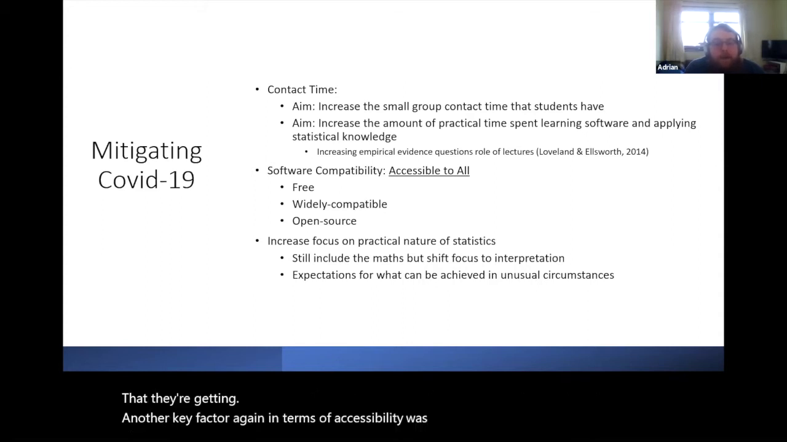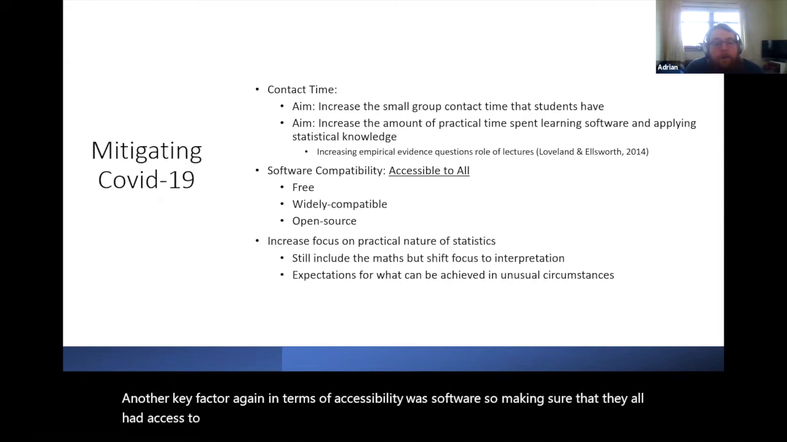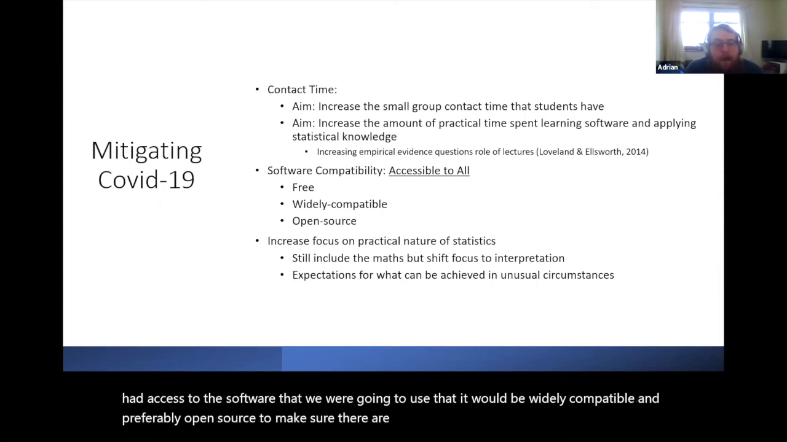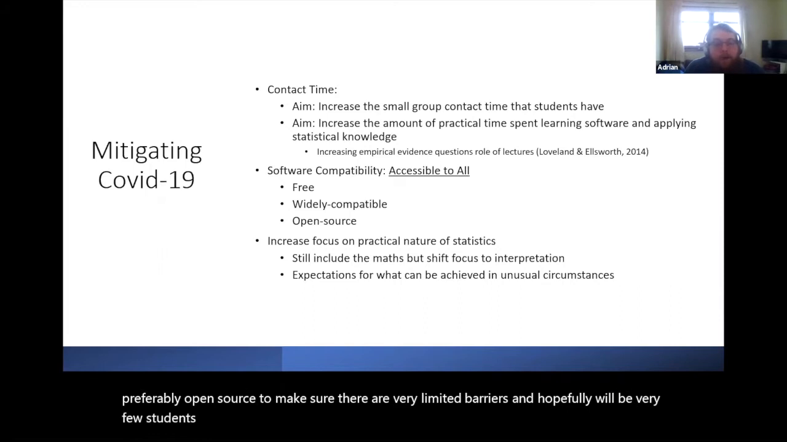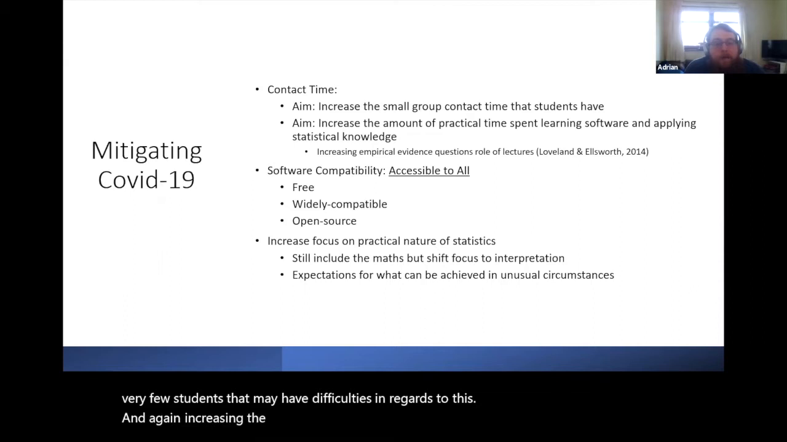Another key factor, again, in terms of accessibility was software. So making sure that they all had access to the software that we were going to use, that it would be widely compatible and preferably open source, to make sure there are very limited barriers and hopefully very few students that may have difficulties in regard to this. And again, increasing the focus on the practical nature of statistics.